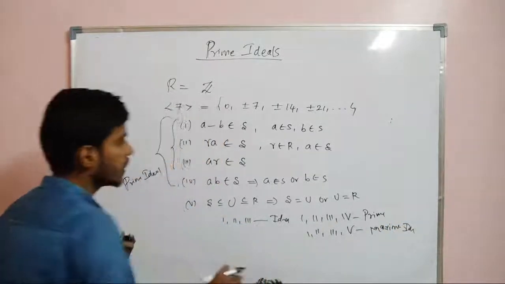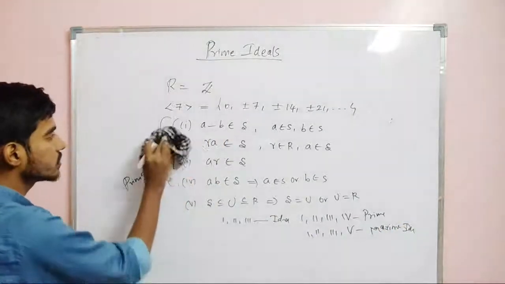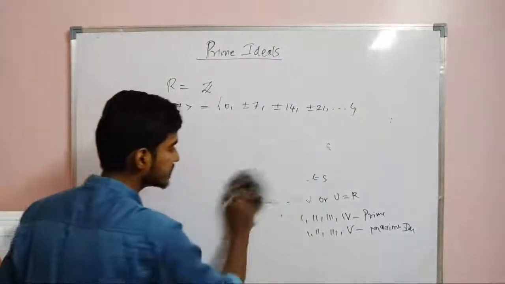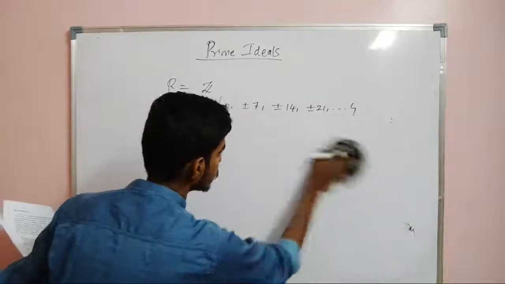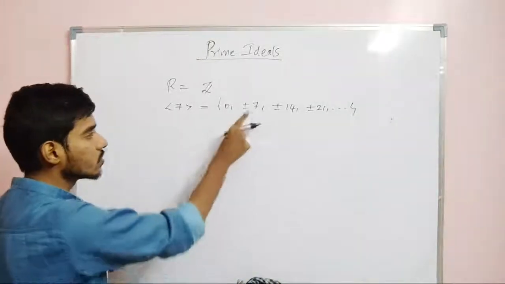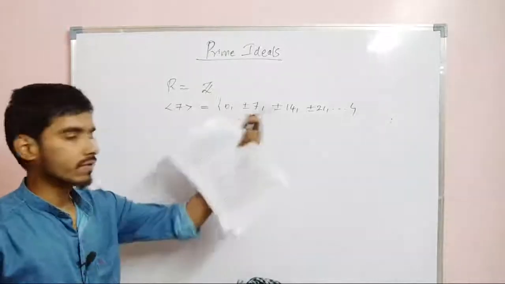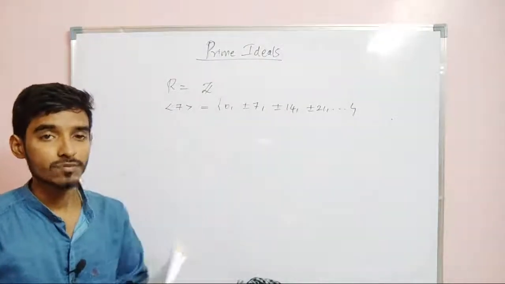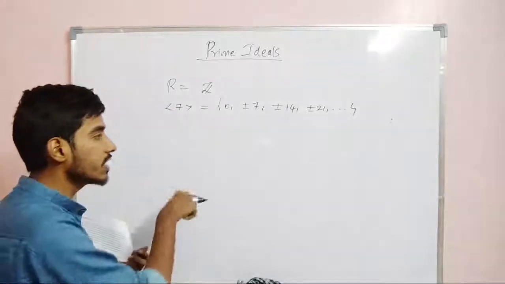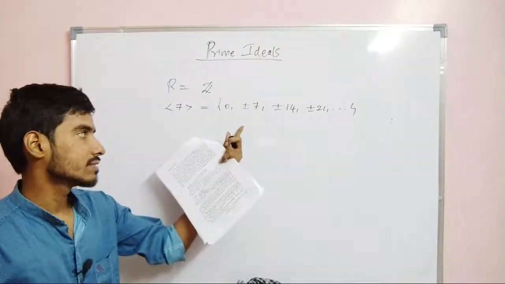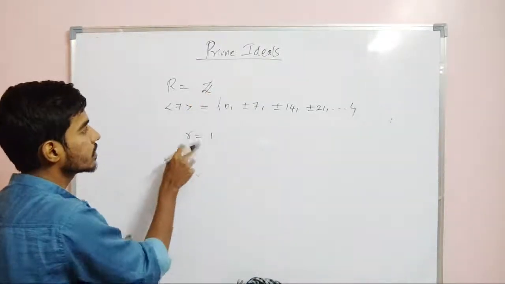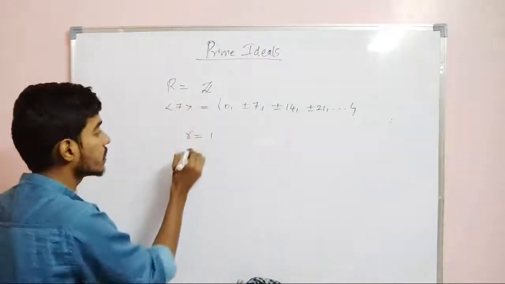Now we have, as a recap, the ideal generated by 7. This is an ideal, right? For an ideal, you just take two elements. For example, if I take 7 and 14, 7 minus 14 is minus 7, which belongs to S. Therefore, a minus b belongs to S. And ar and ra will belong to S. Suppose, for example, I take r, which can be any element in the ring of integers.